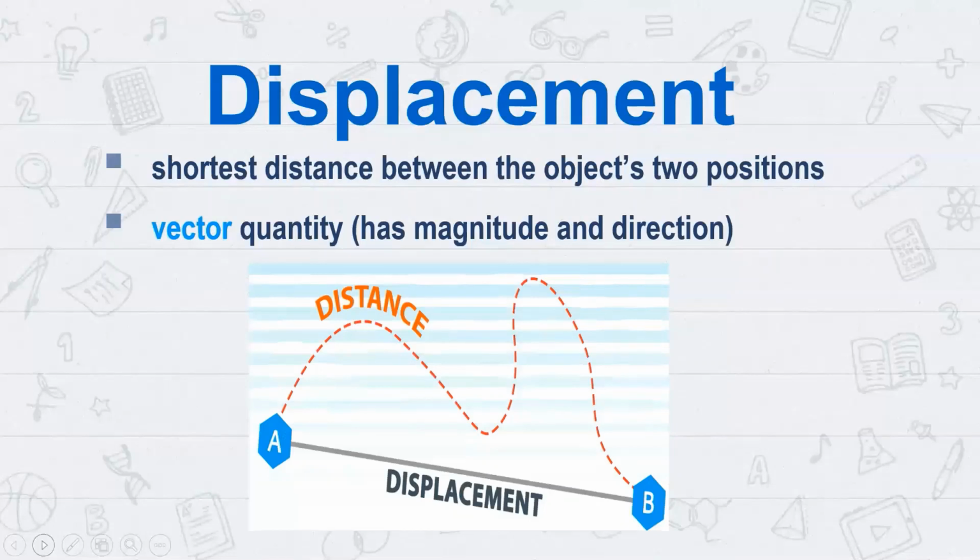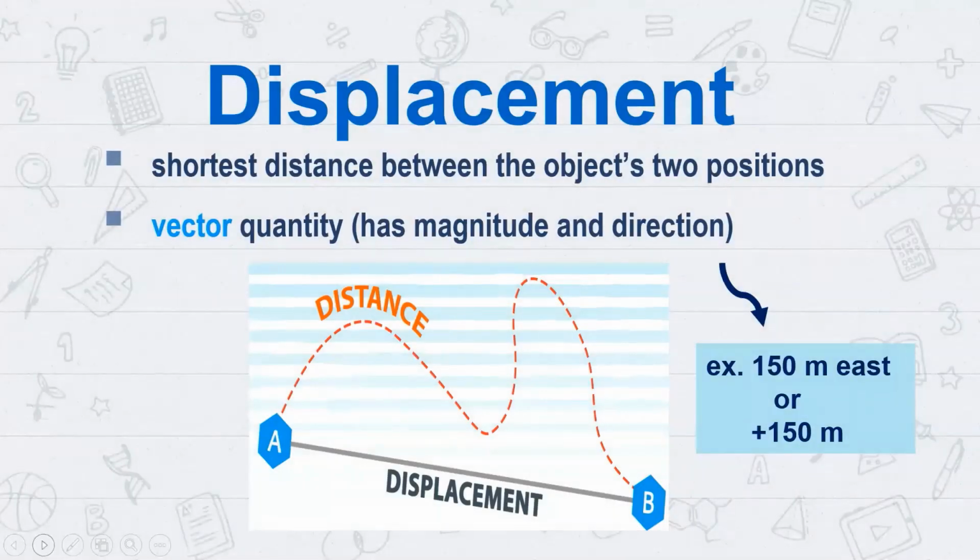Now, let's take a look at displacement. Displacement is the shortest distance between the object's two positions. As you can see in the figure below, distance is represented by broken lines. These lines show the entire length traveled from point A to point B, while displacement, as represented by a continuous line, shows the shortest distance between the 2 points. Unlike distance, which is a scalar quantity, displacement is a vector quantity. It has a magnitude and direction.